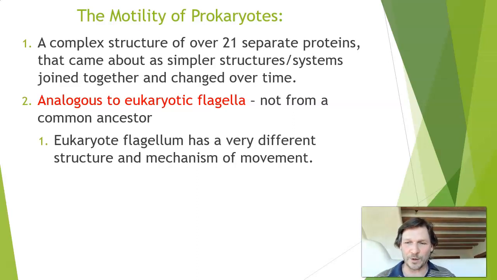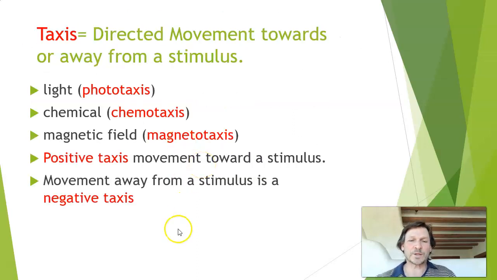So there's a whole story there in microbiology about the evolution of the structure. You don't need to know that fact, but just think about it in the back of your mind. Even these very complex structures have simpler origins. Again, it's analogous to the eukaryotic flagella. It does not have the same structure or the same mechanism, so they're not homologous structures. Okay, so the bacteria are using these things to move.